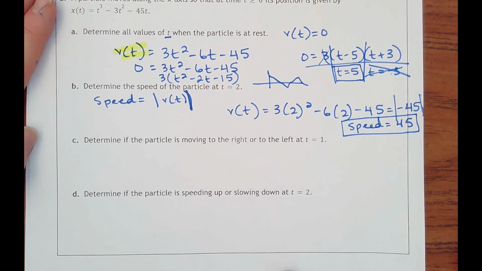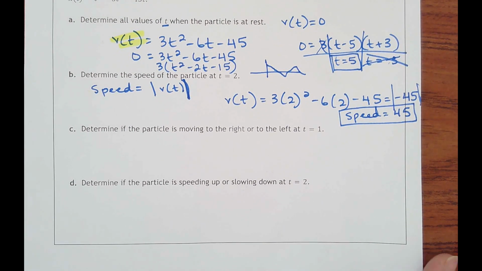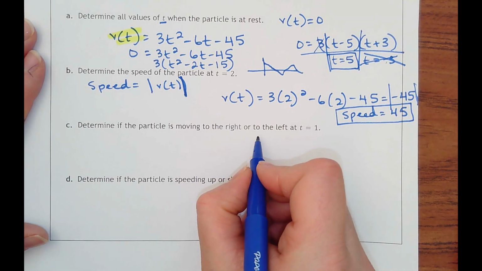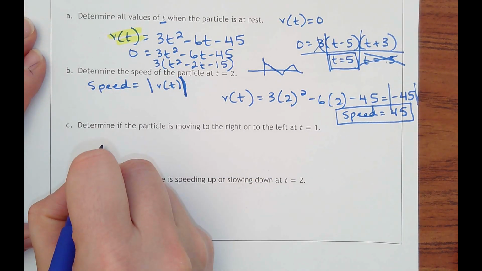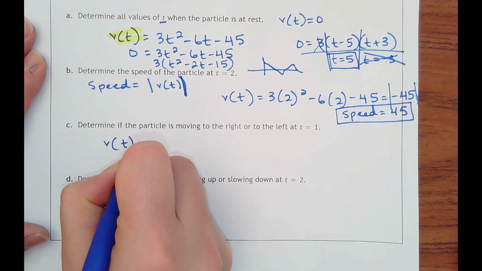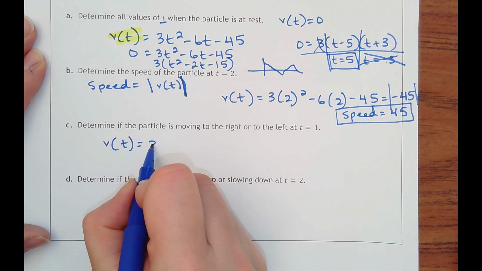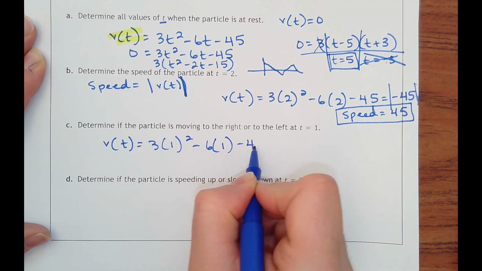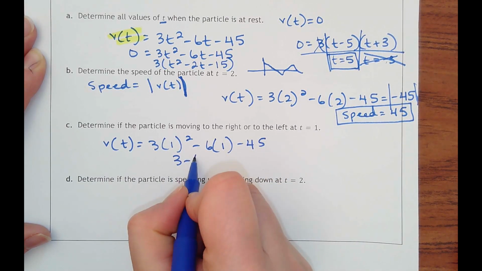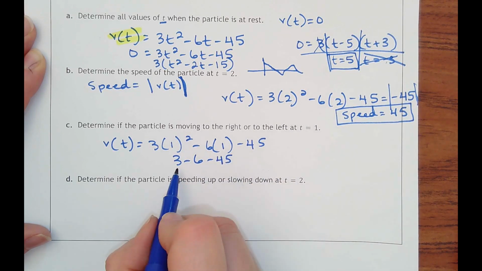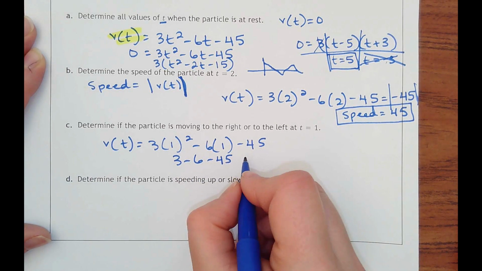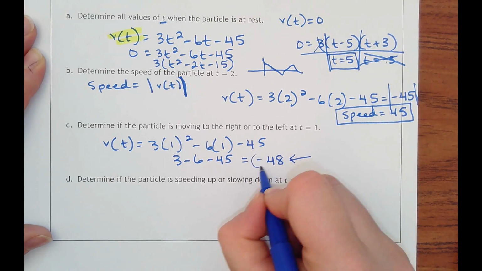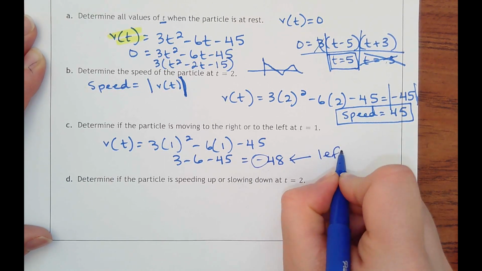Part C, determine if the particle is moving to the left or the right at time of 1. So I would want to figure out if velocity is positive or negative. So I'm going to use my velocity function again, plug in 1. That'd be 3 minus 6 minus 45. 3 minus 6 is negative 3, minus 45 is negative 48. Since I get a negative, that means that I'm moving to the left.